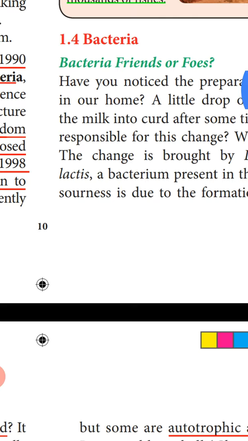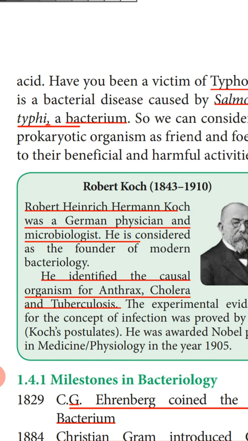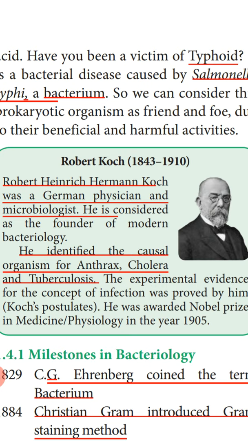Now let's study about the contribution of Robert Koch. Robert Heinrich Hermann Koch was a German physician and a microbiologist. He is considered the founder of modern bacteriology. He identified the causal organism for anthrax, cholera, and tuberculosis. His experimental evidence on the concept of infection was proved by him in his Koch's postulates.